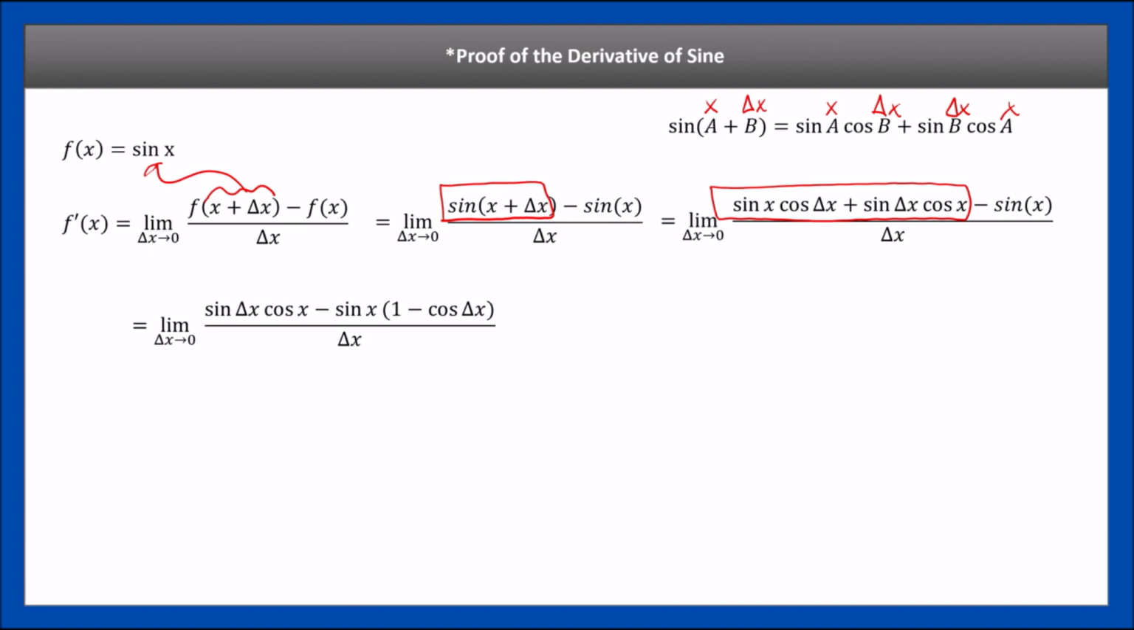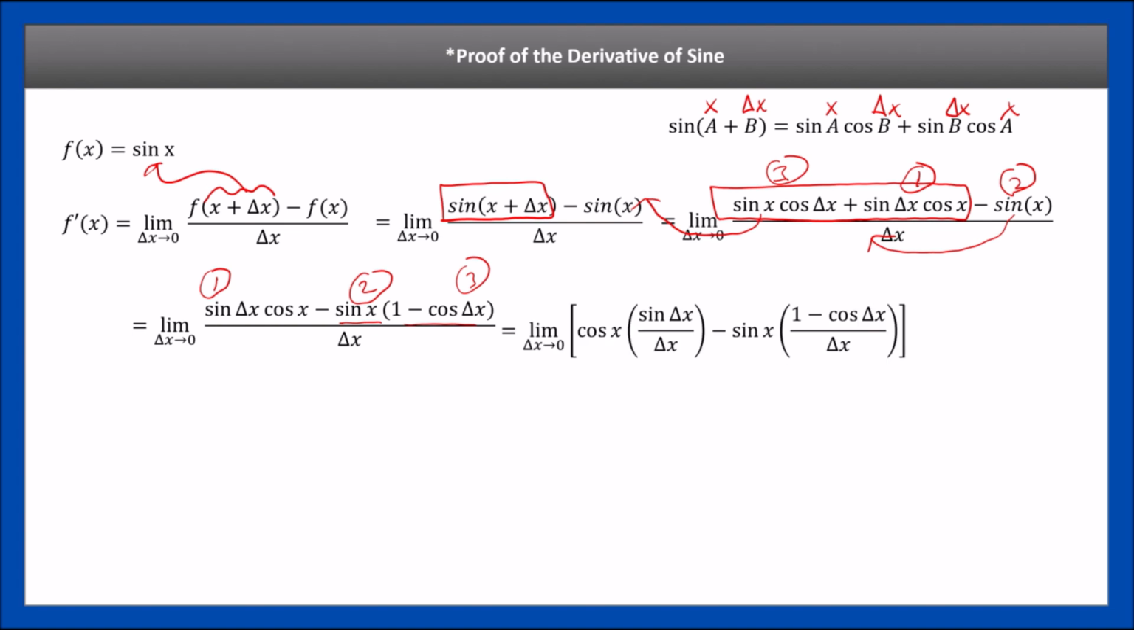But then we can rearrange things a little bit. So what I'm going to do is move this to position 1. Then I'm going to move this to position 2. And then this to position 3, okay? And then in here I'm going to pull out a sine of x because this has a sine of x in common, so I'm going to pull that sine of x out. So that's why I get this, okay? That's how I get that.